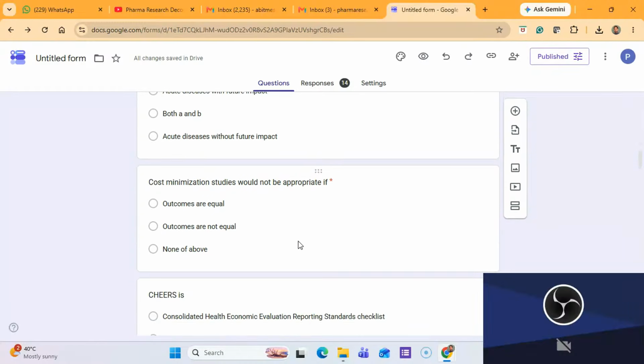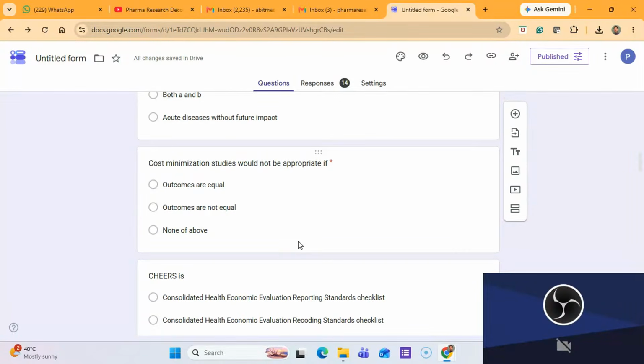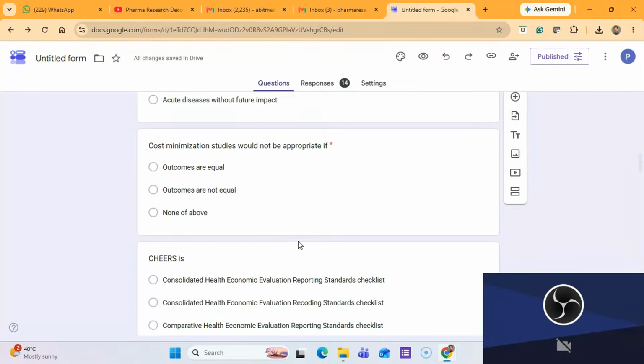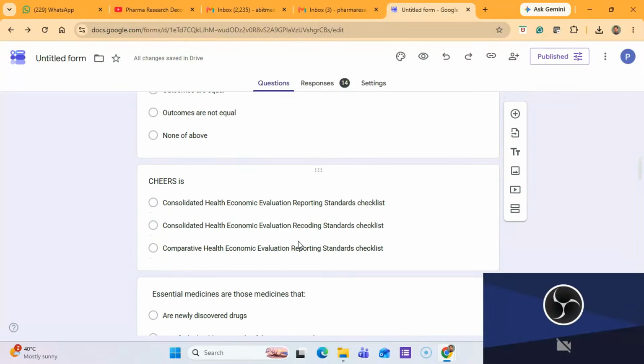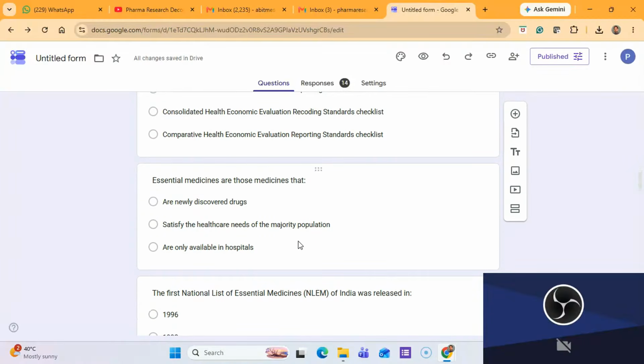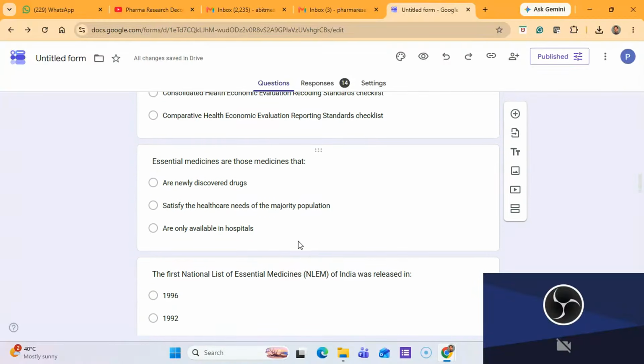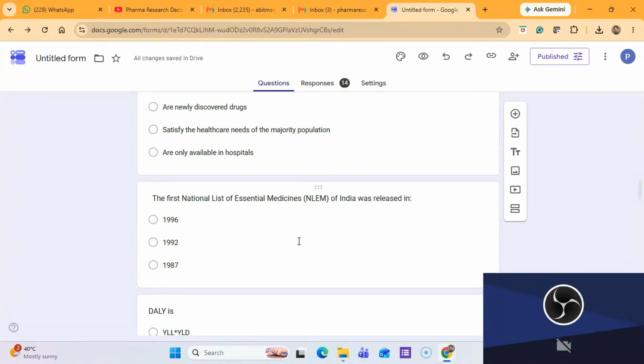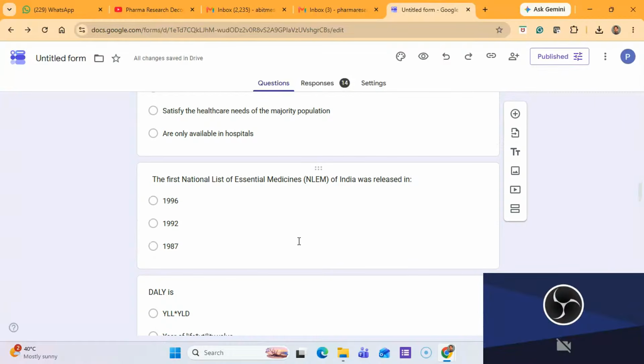Then, cost minimization study would not be appropriate if outcomes are not equal, right? Many times we have discussed that. And CHEERS is the Consolidated Health Economic Evaluation Reporting Standards checklist, right? Not the recording, not this one. First one, essential medicines are those medicines that satisfy the healthcare needs of the majority of the population. The first NLEM of India was released in, the answer is 1992 or 1996.